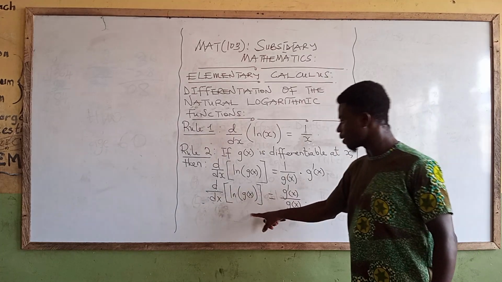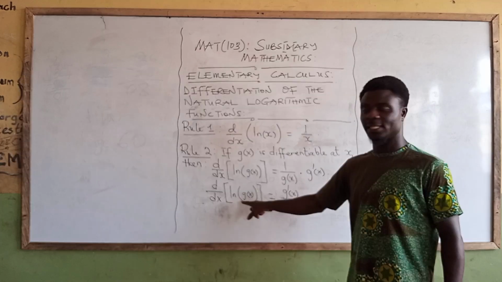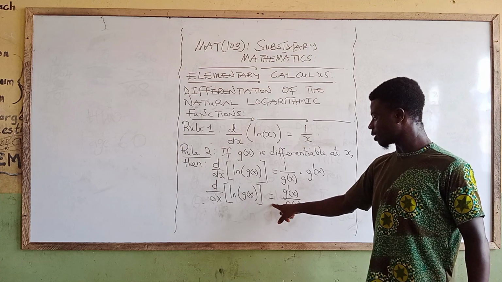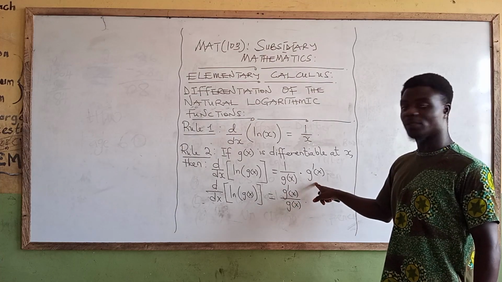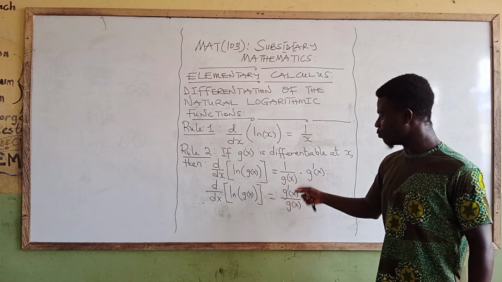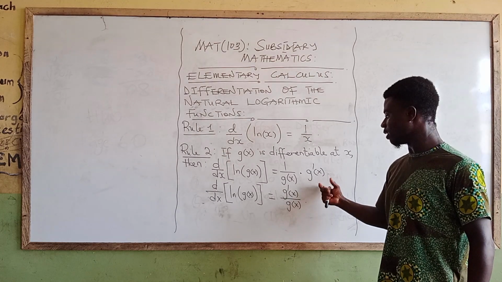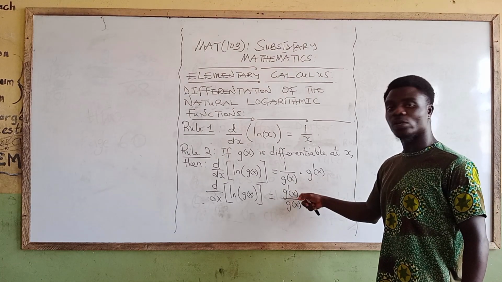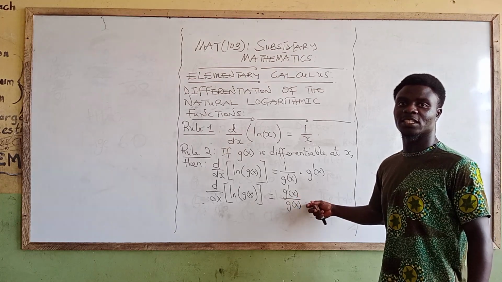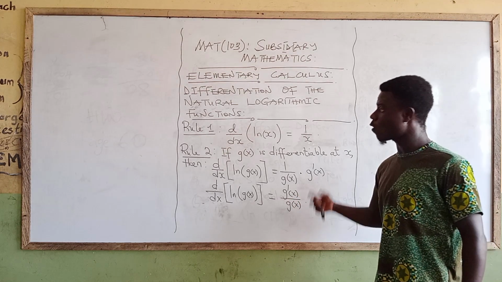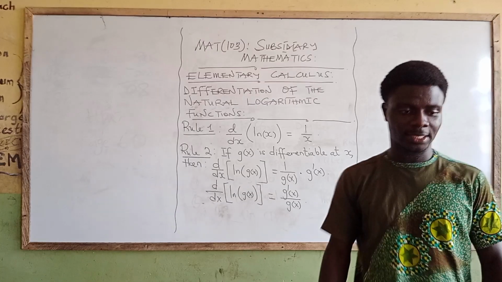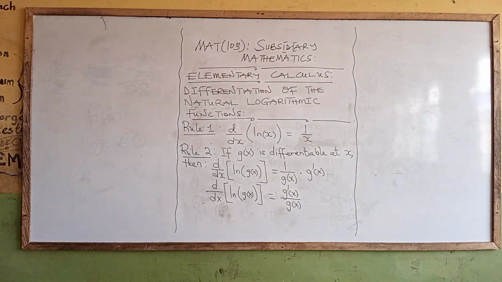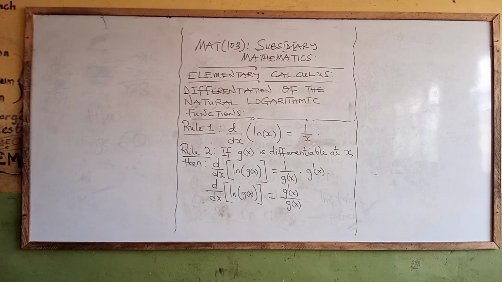So now d/dx of ln g of x must be equal to, we have multiplication of fractions. We multiply the numerators, we multiply the denominators. Don't forget, this one is divided by 1. So we get g prime of x divided by g of x. Now let's start with our first example. We are solving 5 examples.